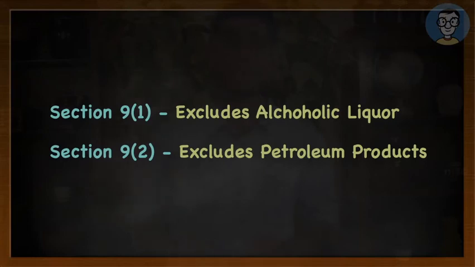If they had to tell that on these two products there is no GST, instead of writing in subsection 2, they could have written in the subsection 1 itself. They could have written there is no GST on alcoholic liquor for human consumption, on petroleum products. But they did not do that. They made subsection 1 for alcoholic liquor and subsection 2 for petroleum products. Now we need to understand why did they put that in subsection 1 and petroleum in subsection 2. Let us understand the difference.